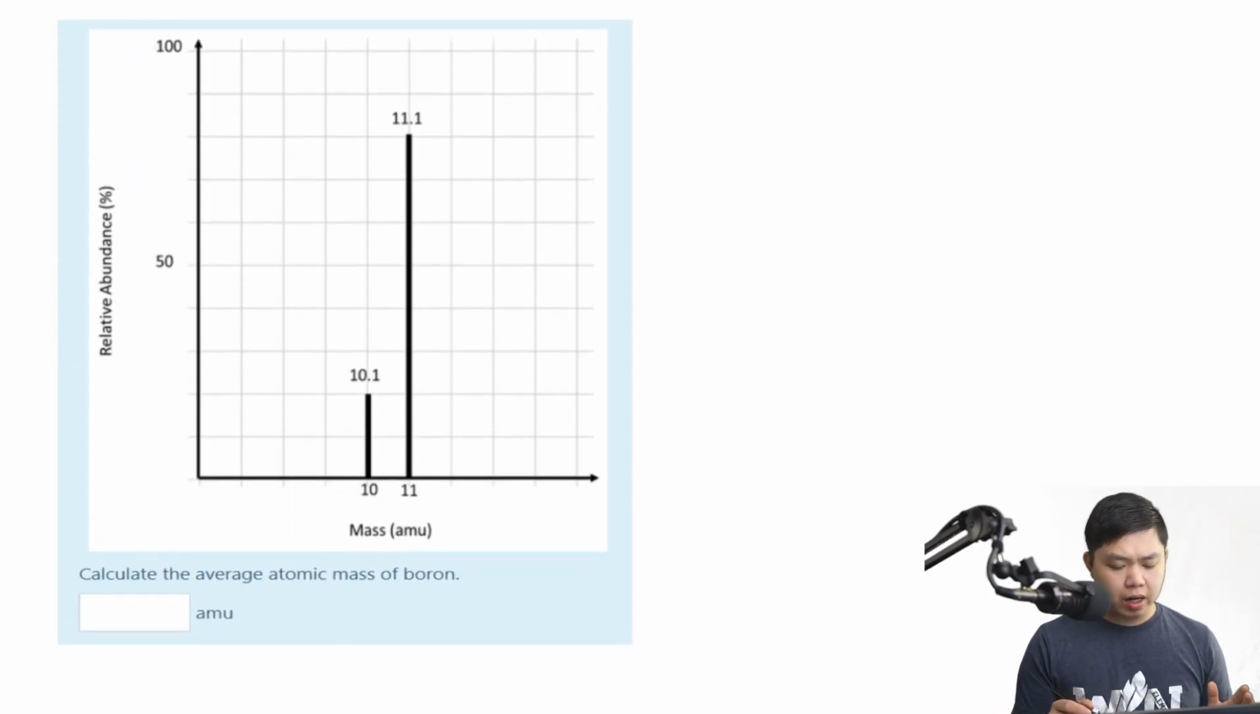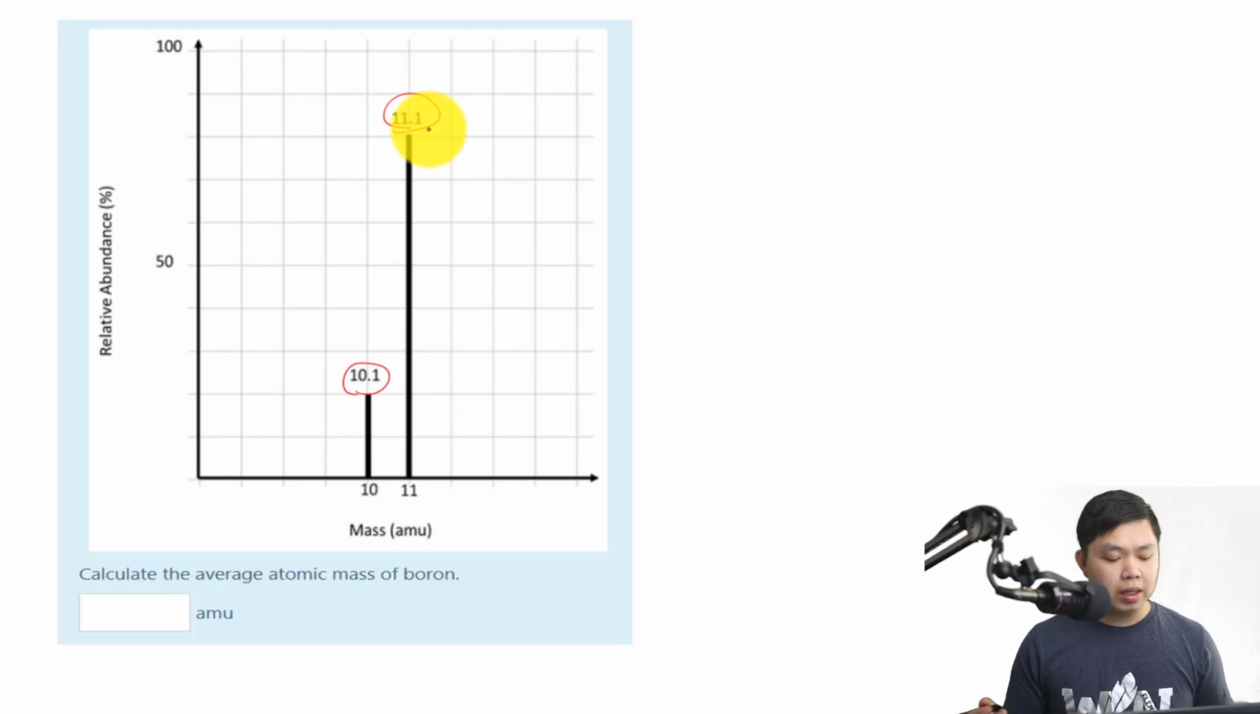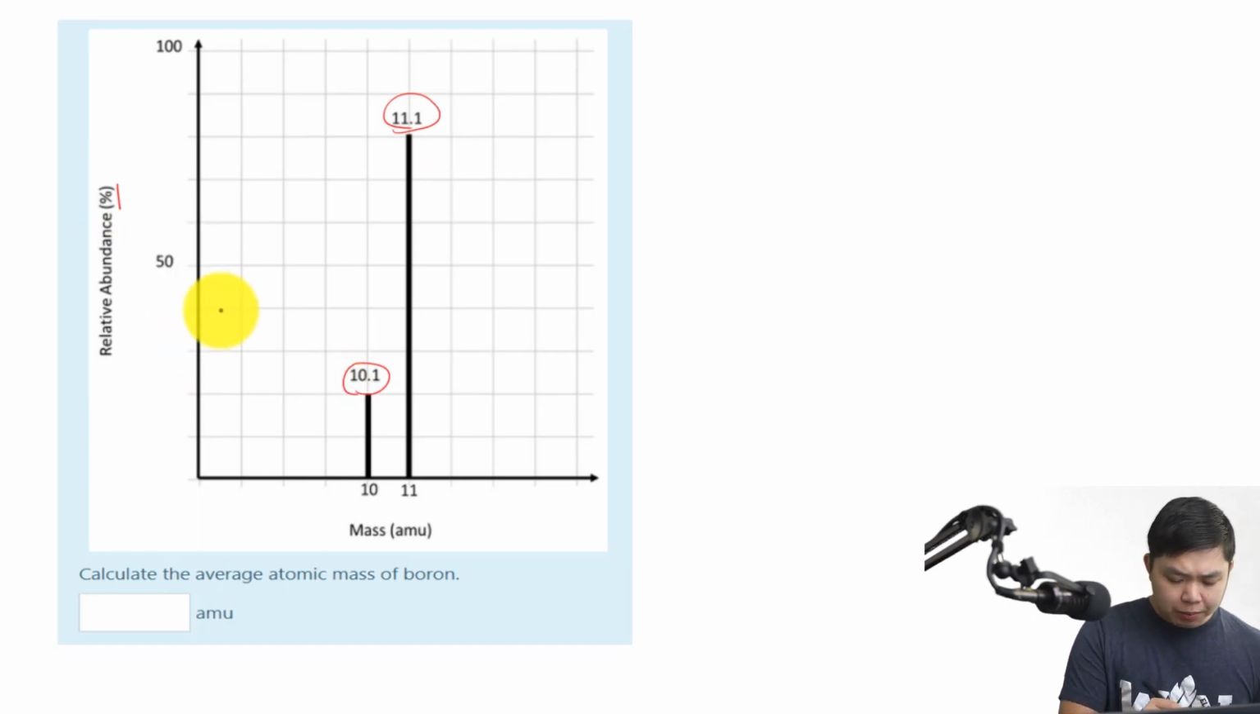We have seen this already, right? But in this case, notice how I changed it so that it's no longer B10, but we can see that we have a specific mass for boron 10 and boron 11. And in this case, what do we have? We have percentage. So that's pretty easy. Here is 50%, so right here must be 20%, right? Because 1, 2, 3, 4, 5. And here we have 6, 7, 8, so this must be 80%, okay?